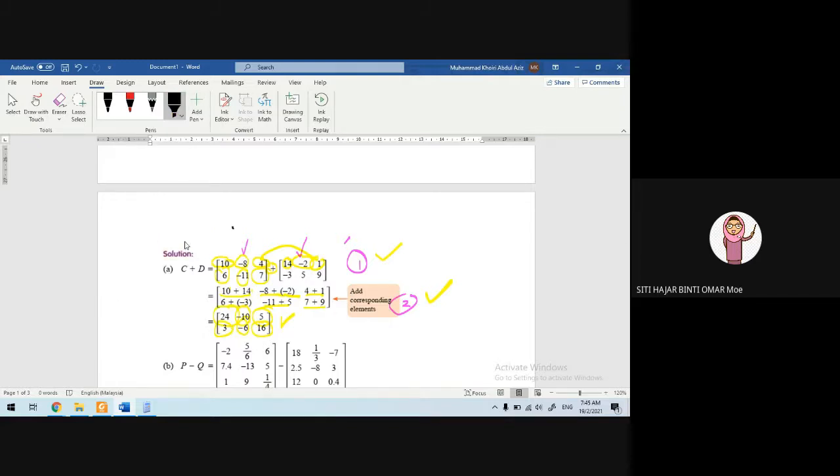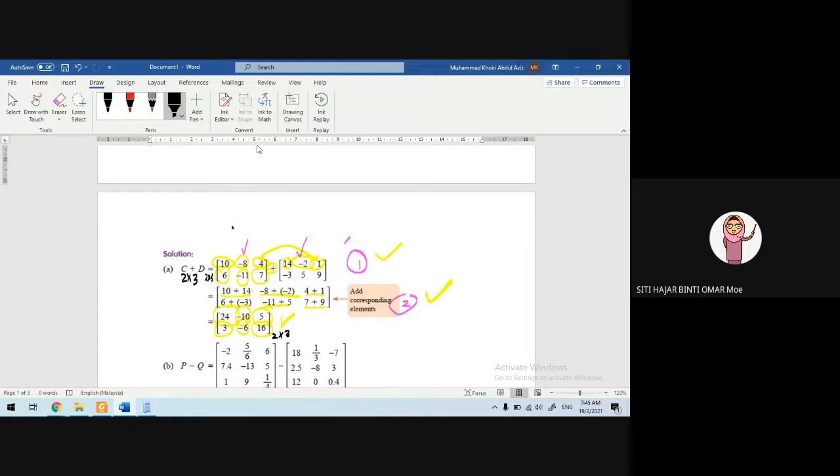C, just now we have C is in the order of 2 and 3. D also 2 and 3. So when the same order is added, we will get the same order at our last answer. Okay, so final answer also the same order. So that's how you check your answer lah. Takut kita tersalah tulis. Okay, make sure your final answer is the same order as the question given.